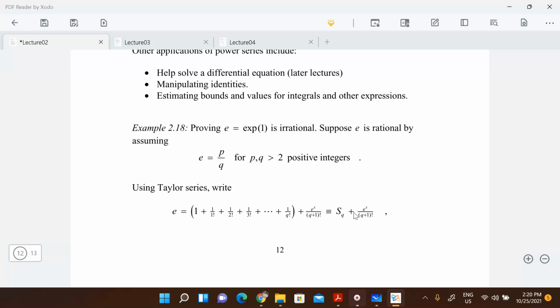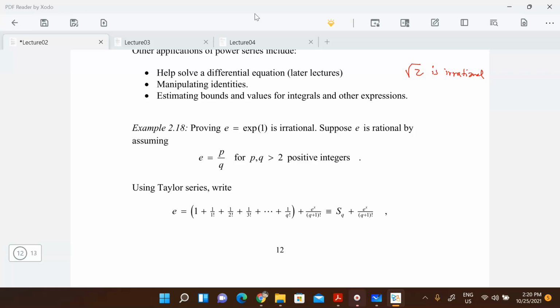Probably in school you learn about how square root 2 is irrational, right? You know how to prove this? It's an easy proof for this one. But the exponential e is also an irrational number. So how do we prove it's irrational?